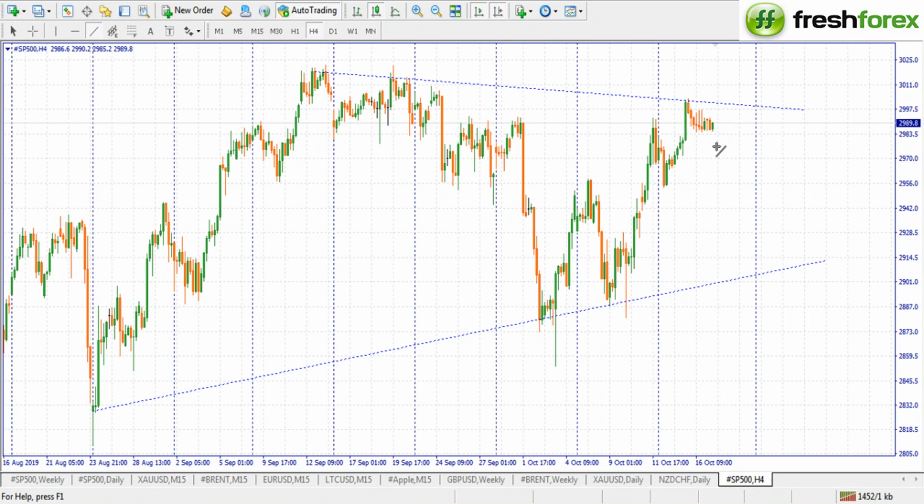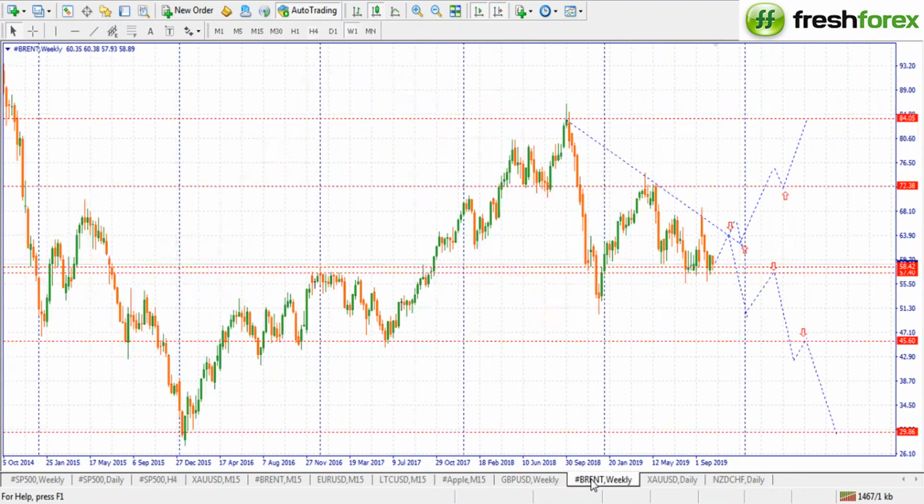So a move like this, a move to the upper side, and then a rally to the lower side before we continue buying it even higher. So we'll be waiting for a sell there and a buy from the bottom, something like this. So we are going to move forward and move to the next chart, Brent oil.